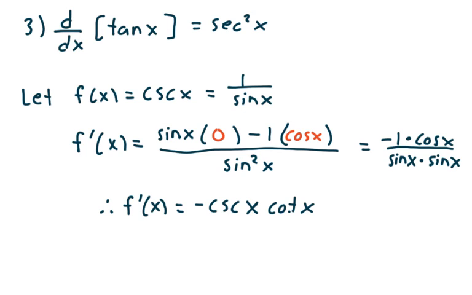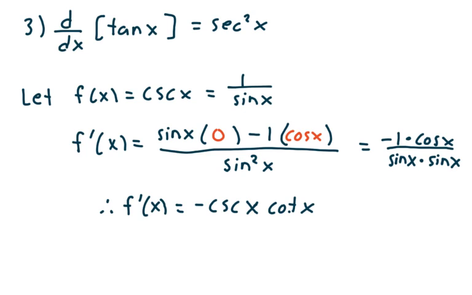Now, let f of x equal cosecant x, which is equal to 1 over sine x. And we're going to do the quotient rule again. So f prime of x is equal to sine of x times the derivative of 1 with respect to x, which is equal to 0, minus 1 times the derivative of sine x with respect to x, which is cosine x, right? So the numerator should be sine x times 0 minus 1 times cosine x. And we're going to take that entire result and then divide by sine squared x.